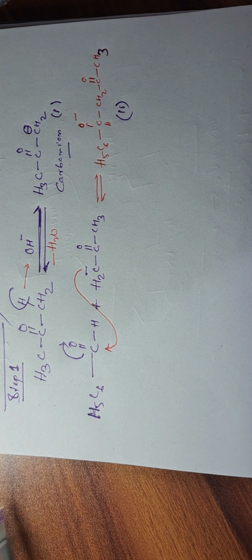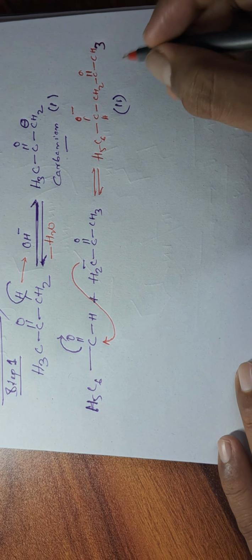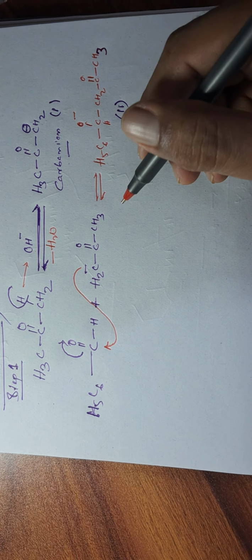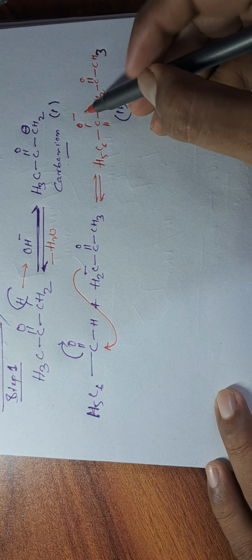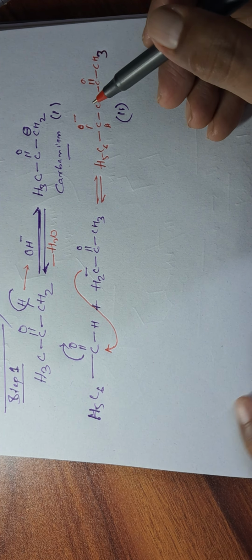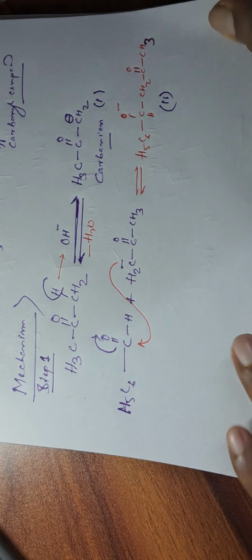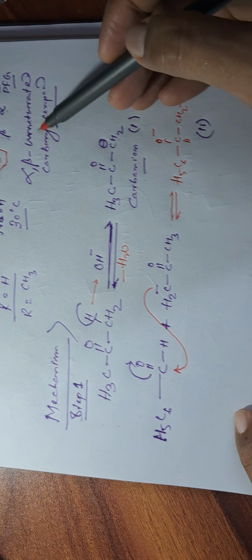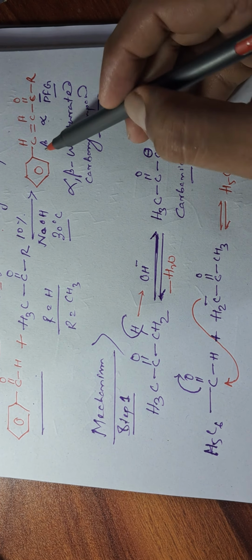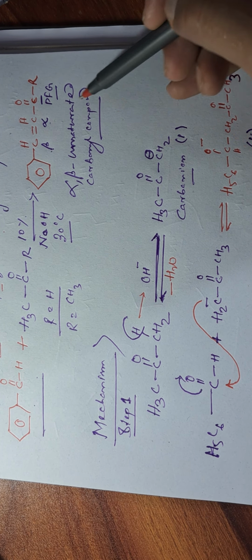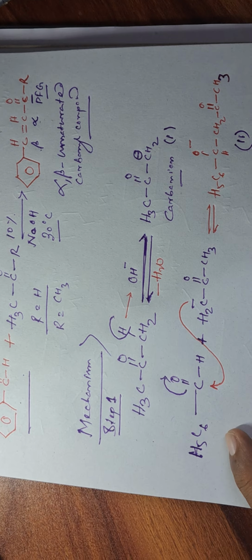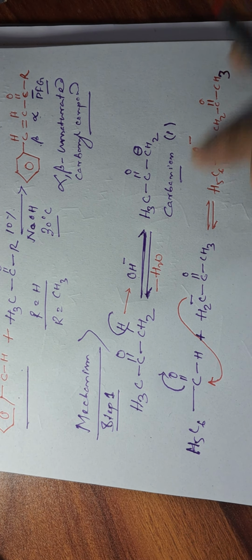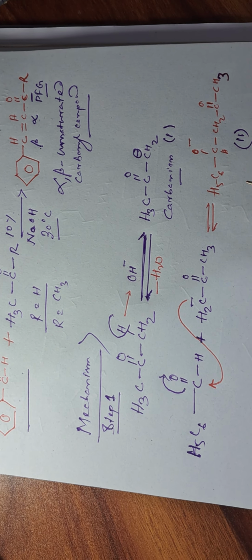Now what next? The expected outcome of this particular condensation is an alpha beta unsaturated aldehyde or ketone. So up to what are we done? We are done up to this level, right?